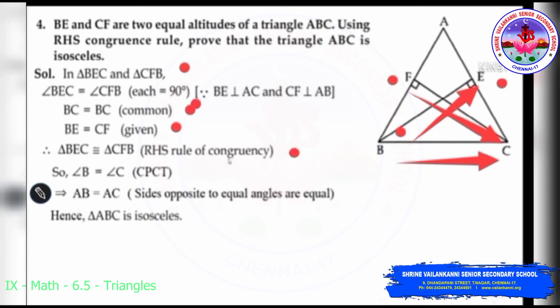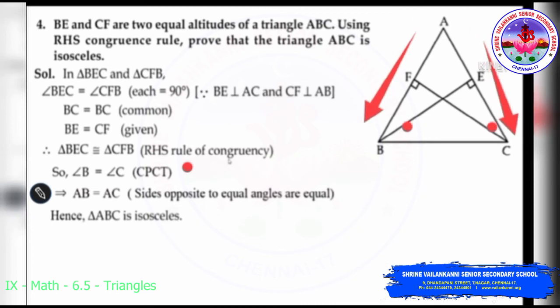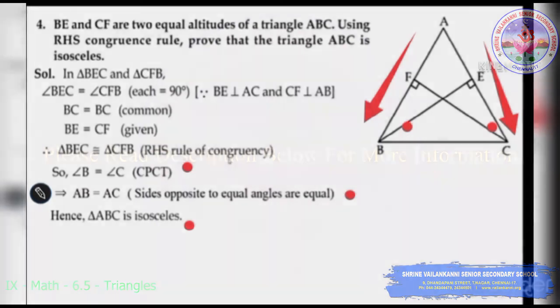Because of this congruence, I can show that angle B is equal to angle C by CPCT. The sides opposite to angle B and angle C are AC and AB. So by the isosceles property, AB is equal to AC. Hence I proved that ABC is an isosceles triangle.